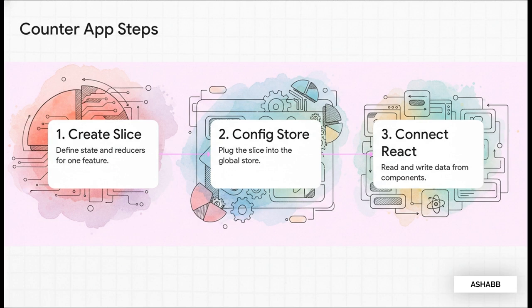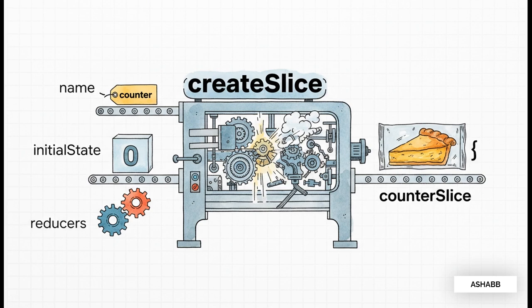Let's do it. So for step 1, we use this createSlice function. And you can see we just hand it one single object with everything it needs, a name for our slice, the initial state for the counter, and then a reducers object with all the functions that can update our state. It's all right here, super clean, all in one place.